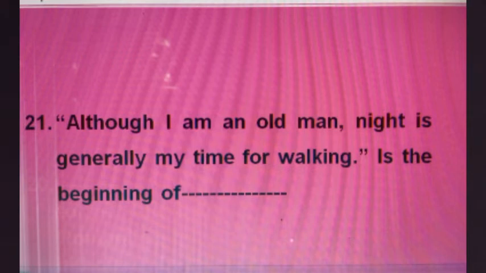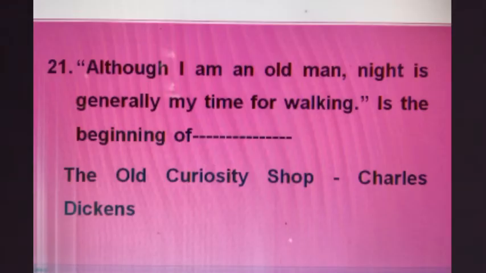Question number 21. Although I am an old man, night is generally my time for walking. This is the opening of the book. Answer: The Old Curiosity Shop, written by Charles Dickens. Although I am an old man, night is generally my time for walking. It's the beginning of Charles Dickens' The Old Curiosity Shop.